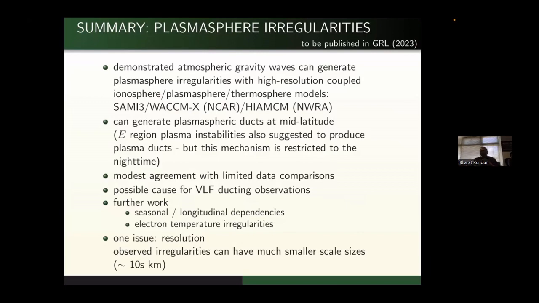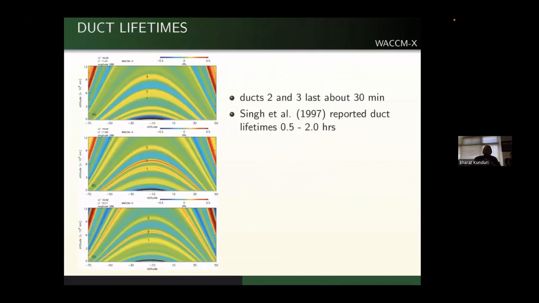Mention something about the lifetime of the ducts. Yeah. What is it determines that? What causes it to fade away? I presume it just sort of diffuses away. Well, they show a movie. There's, yes, if you.